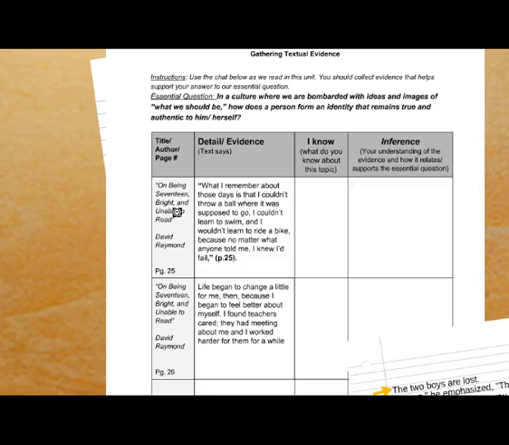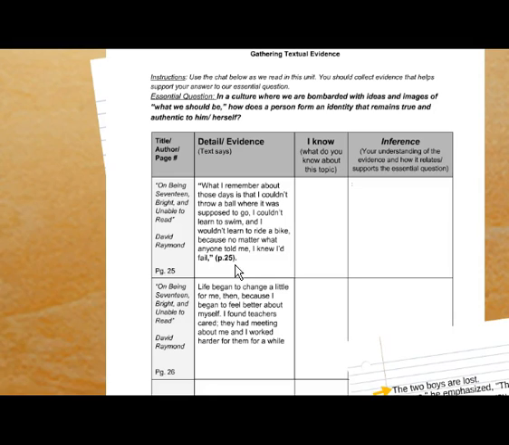It says, "What I read about those days is that I couldn't throw a ball where it was supposed to go, I couldn't learn to swim, and I wouldn't learn to ride a bike, because no matter what anyone told me, I knew I'd fail." So, things I want you to notice in this evidence is that I included again the quotation marks right here, before and after the first word and last word, and then inside the last quotation mark I put a comma. Okay, so the comma goes inside, not the period. The period actually goes after the page number.